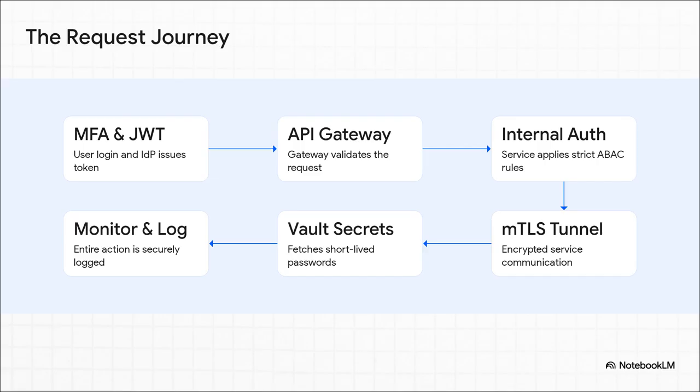Step 7, if it needs to talk to another service, it uses an encrypted mTLS tunnel. And Step 8, it pulls a temporary password from the vault. And Step 9, the whole thing is logged and monitored. It's a flawless, seamless chain of verified, encrypted steps with zero implicit trust.